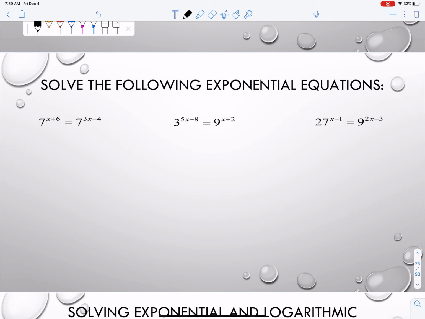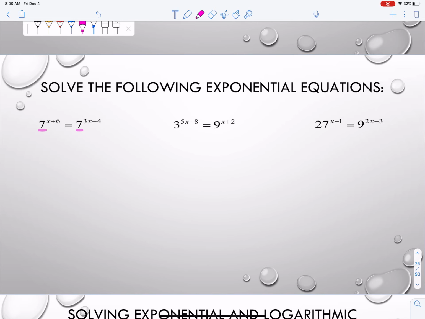So here on the very far left, I have 7 to the x plus 6 equals 7 to the 3x minus 4. My bases are the same, therefore I can set my exponents equal to one another. So we're going to end up with x plus 6 equals 3x minus 4. And if I go to solve, if I subtract 3x on each side, I get negative 2x equals negative 10 when I subtract 6, or x equals positive 5.